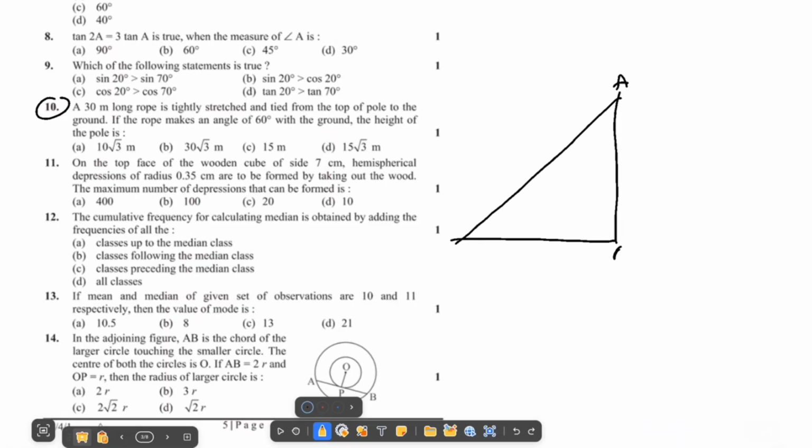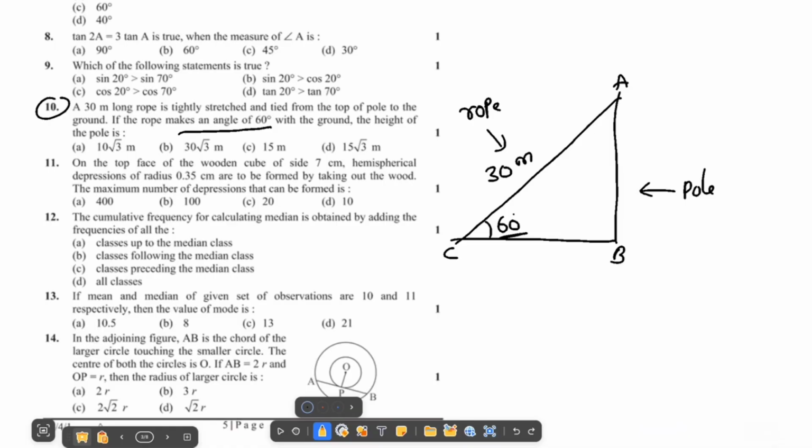A, B, C. Now this AB is the pole and this AC will be the rope. So what is the length of the rope? It is given as 30 meters, and the rope makes an angle of 60 degrees with the ground, so this will make 60 degrees with the ground. So we have to find the height of the pole. This AB we have to find. So with respect to 60 degrees here, AB is the opposite side and AC is the hypotenuse.